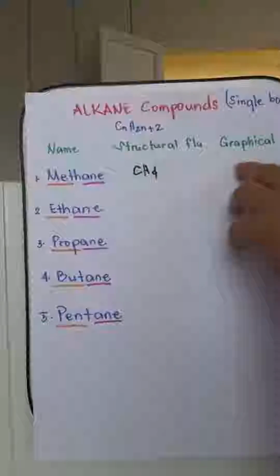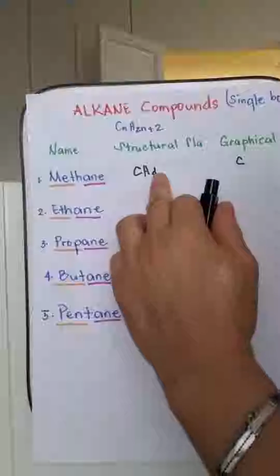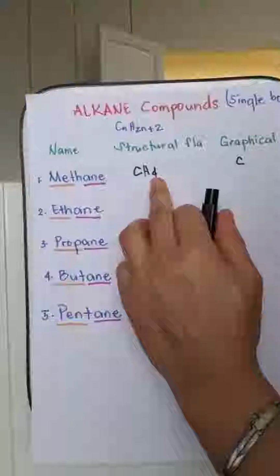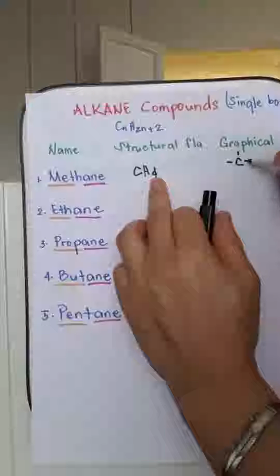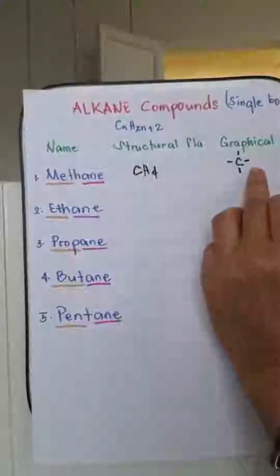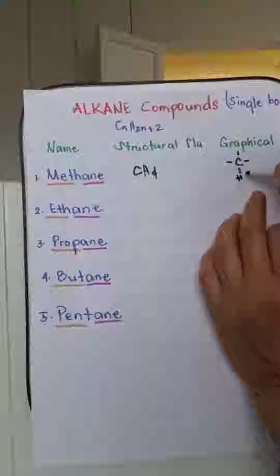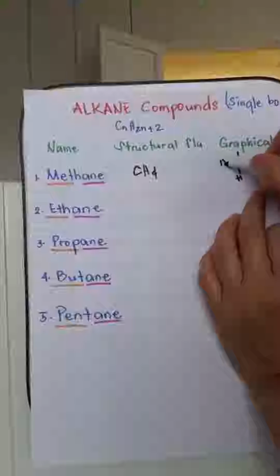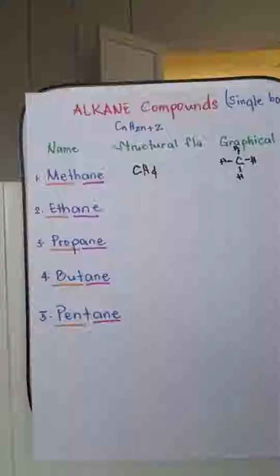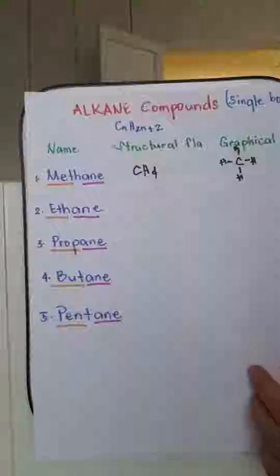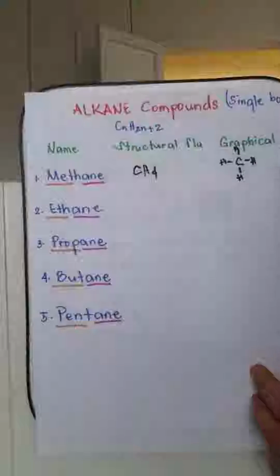And what about the graphical formula? You have only one carbon atom, right? And you have 4 hydrogen atoms here. Again, from our chapter 1, you are going to satisfy every carbon atom with 4 covalent bonds. So you have 4 covalent bonds here, 1, 2, 3, 4, and at the other end you write a hydrogen atom. Why hydrogen atom? Because this is a hydrocarbon compound, and again hydrocarbon compounds have only 2 elements, carbon and hydrogen.